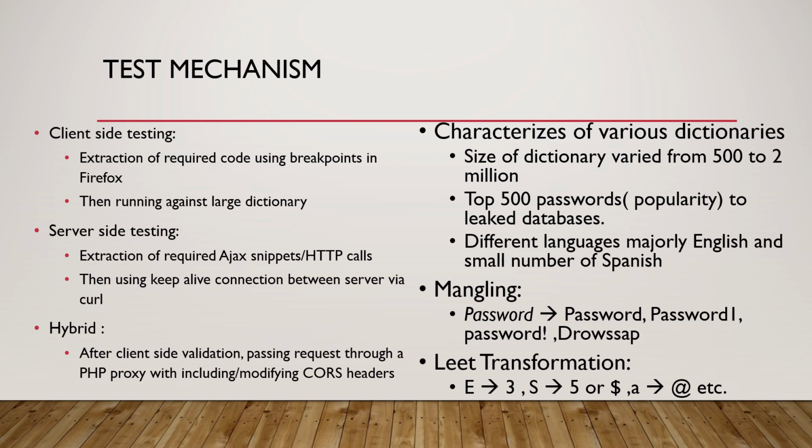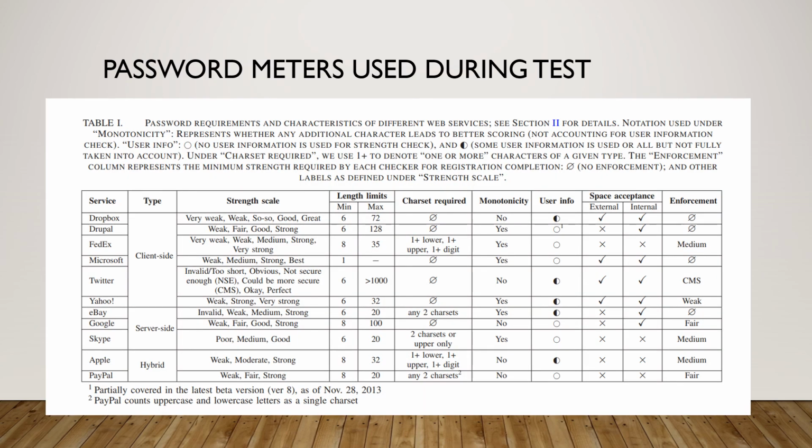Then the last technique they used is leet transformation, where the authors mapped characters to a leet transform. So E becomes 3, S becomes 5 or a dollar sign, A becomes at-sign, or it can even become a 4, etc.